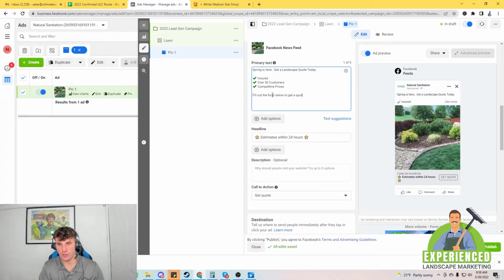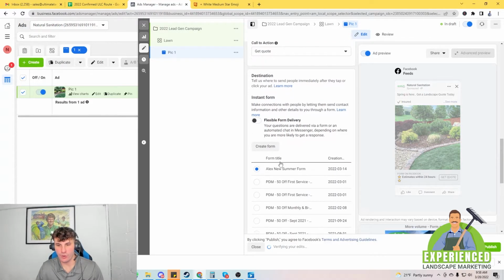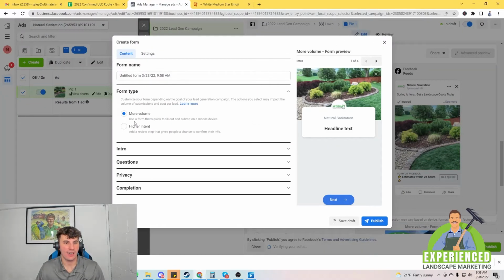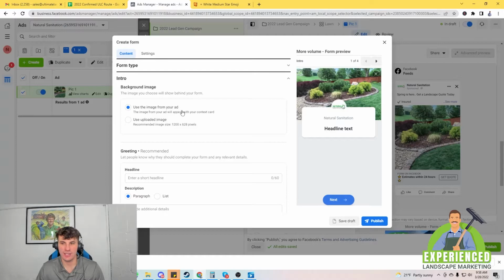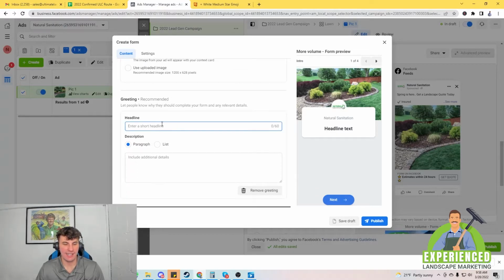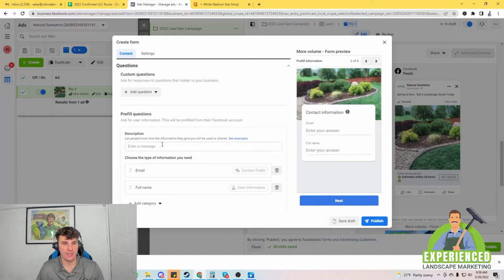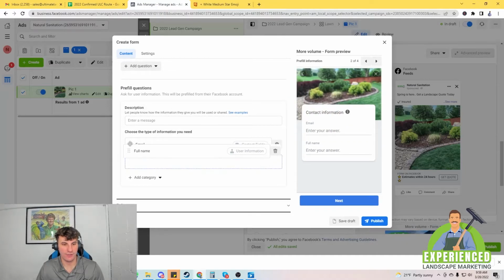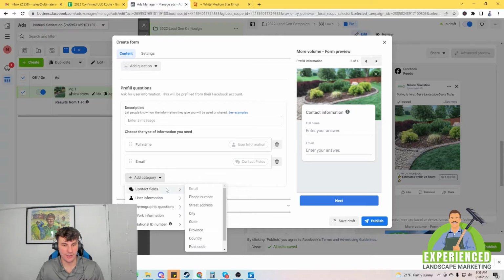Now for your forms, you can create a form. Higher intent, they're going to ask more questions, more volume. For this, you can just do more volume. Use the image ad, headline, quote within 24 hours, questions. You want their full name, email. You definitely want their phone number.